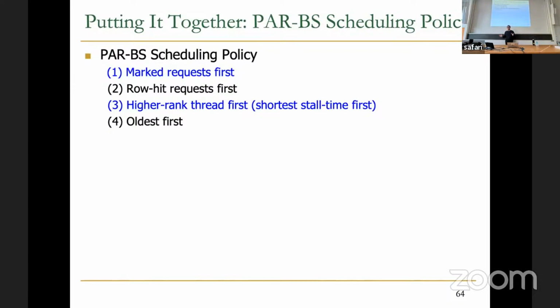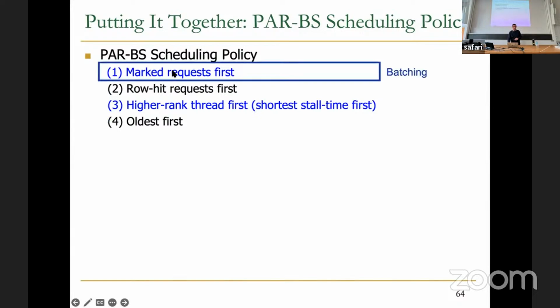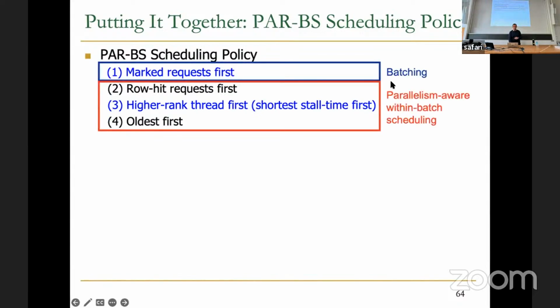In the end, we wanted to keep the scheduling policy simple, so it becomes a prioritization order. Unfortunately, it's a fixed prioritization order. Marked requests are prioritized over others. This is essentially batching. Within a batch, scheduling is parallelism-aware. We still prioritize row hit requests over others. You can say that this goes against parallelism. Yes, I agree, unfortunately it does. But it turns out this is actually better for performance on average.